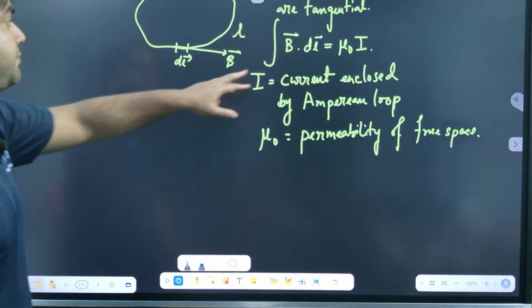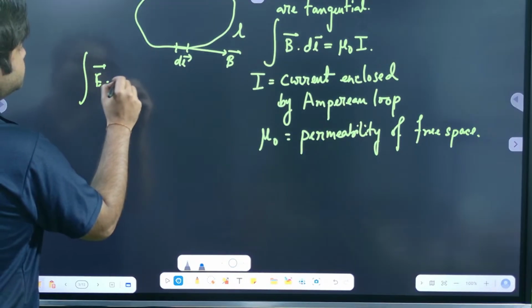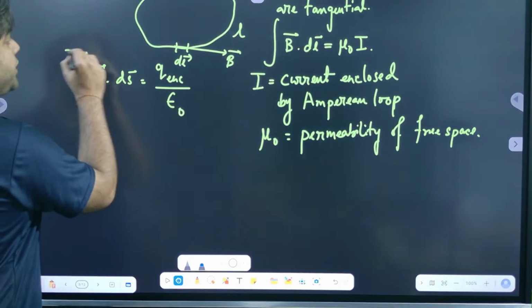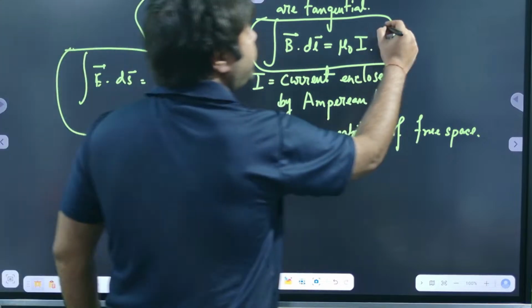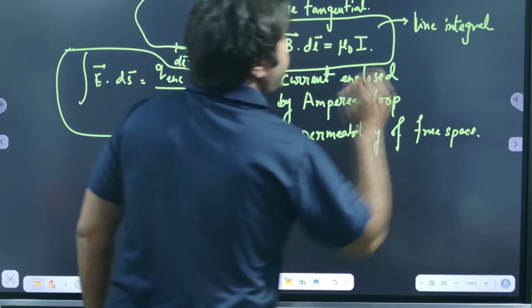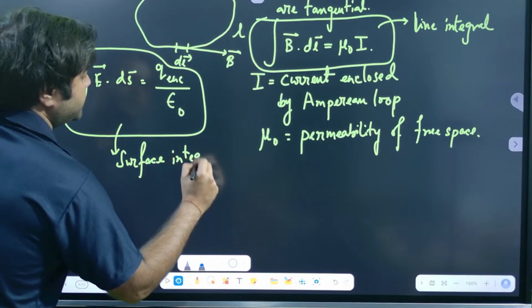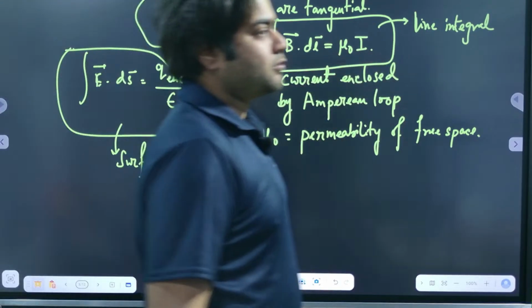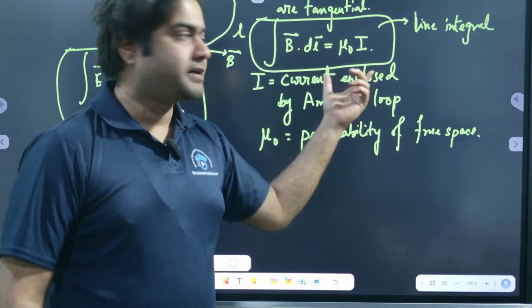Now let us look at this a little with Gauss law. Gauss law corresponds to the surface integral of E dS equals Q enclosed by epsilon naught. Look at both equations together. Here basically a line integration is happening, this is a line integral, and in this case we are taking a surface integral. In this case charge is enclosed, in this case current is enclosed. I am not telling that these two laws are the same. This is a certain kind of similarity that you can observe in this case.